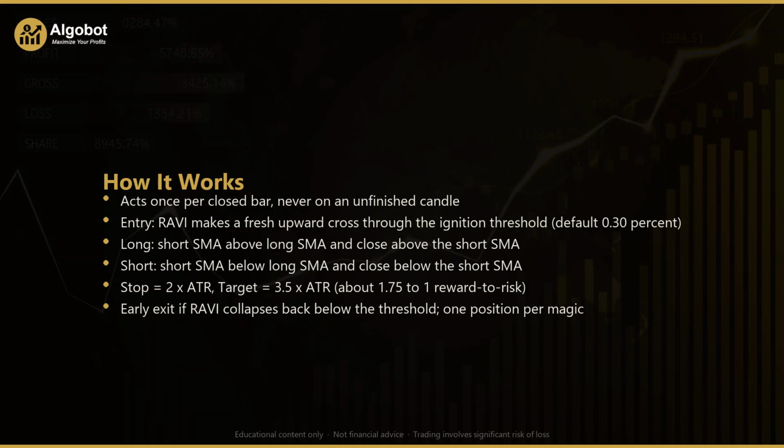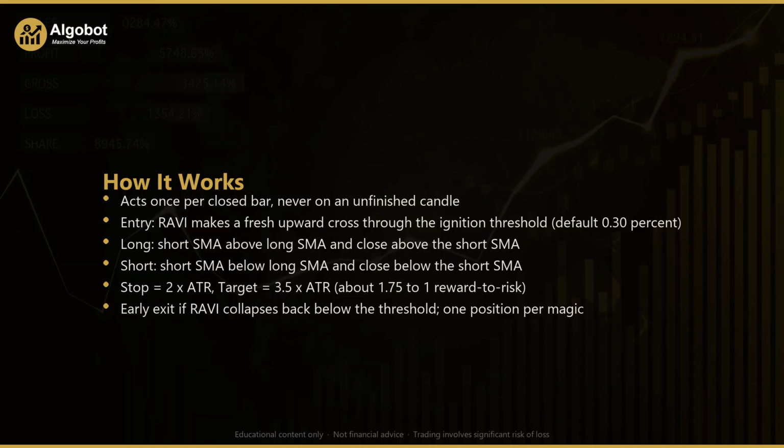When an ignition does occur, the strategy then decides direction. It looks at the sign of the divergence between the two averages. For a long, the short average must be above the long average, so the averages are fanning bullishly, and the closing price must confirm by finishing above the short average. For a short, the mirror image is required: the short average below the long average, and the close finishing below the short average. That double confirmation helps filter out cases where the averages have separated but price is not actually leading in the same direction.